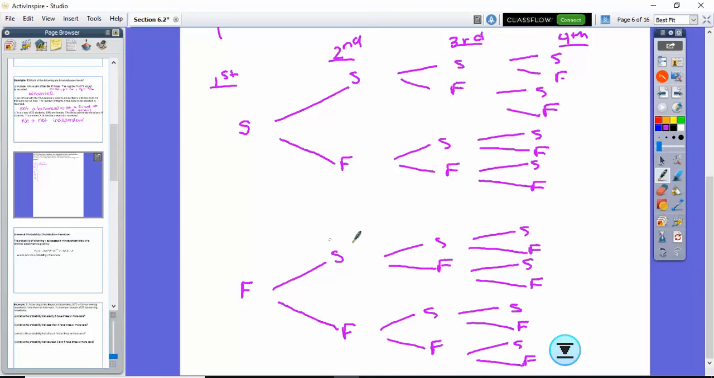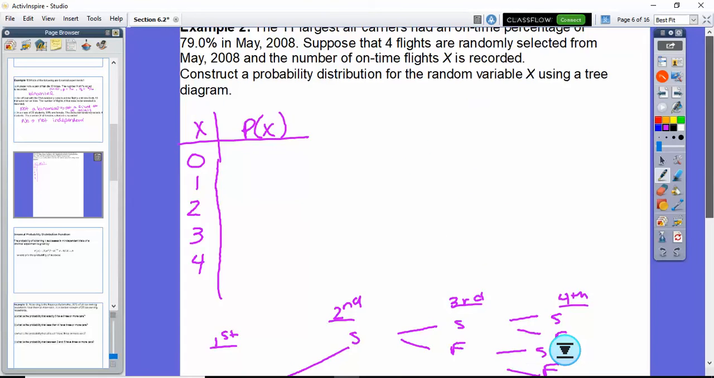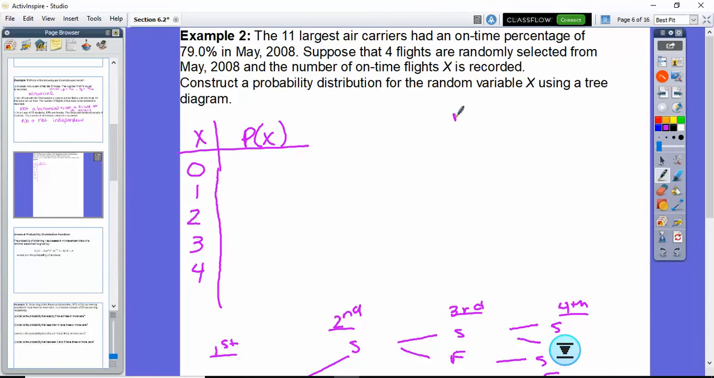Okay? So, let's talk about how we define these probabilities. My number of flights here is 4. P is the probability of success. The success here is on time, so that's 0.79. Q is the probability of failure, which is being late. How would I find that? Take 1 minus the 0.79, you get 0.21.